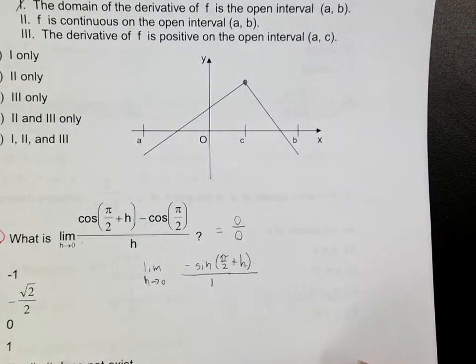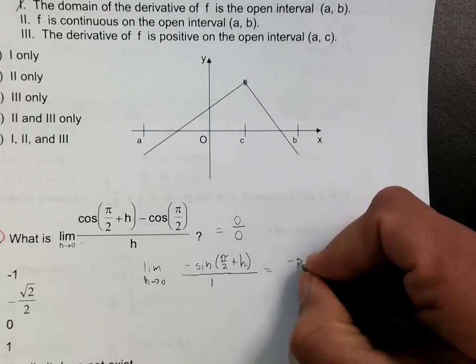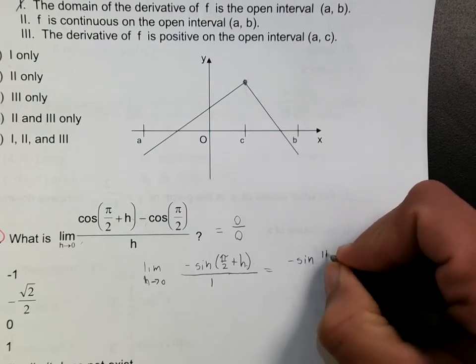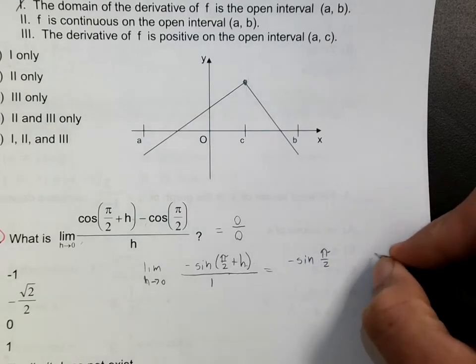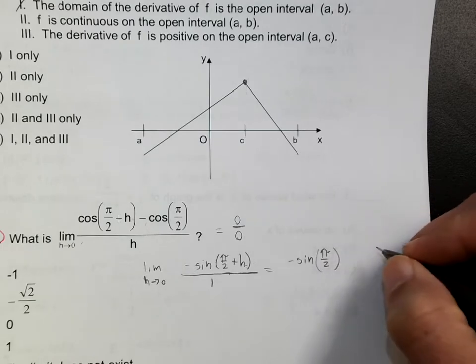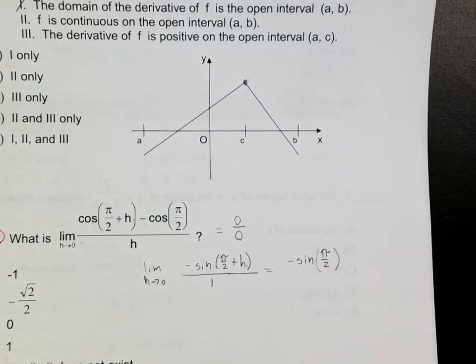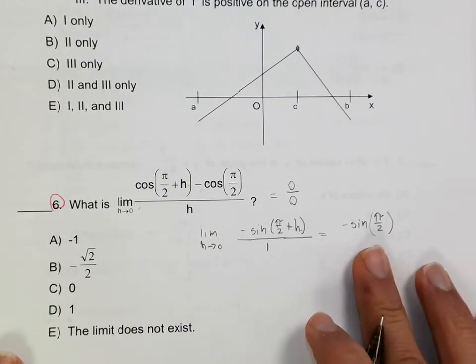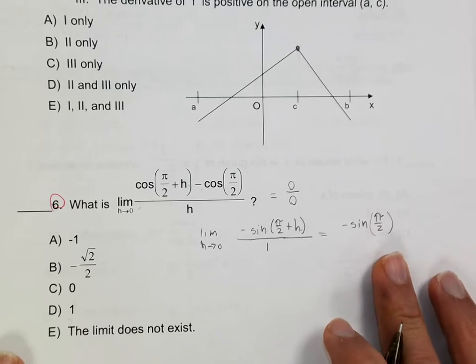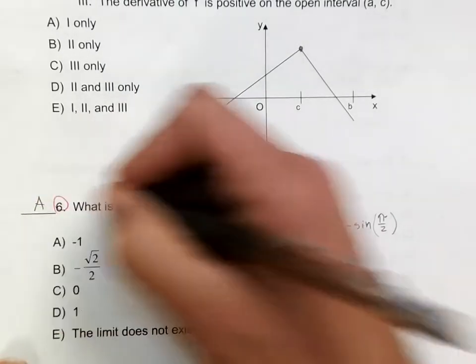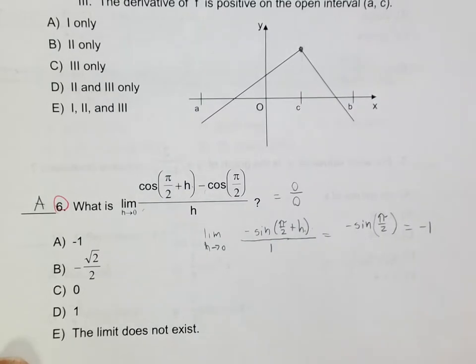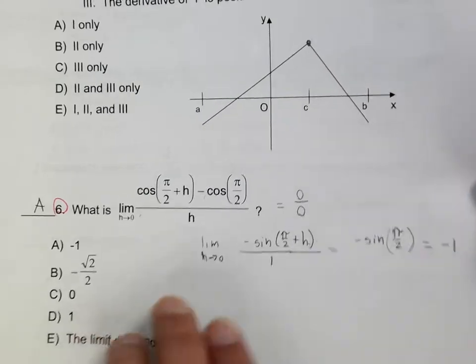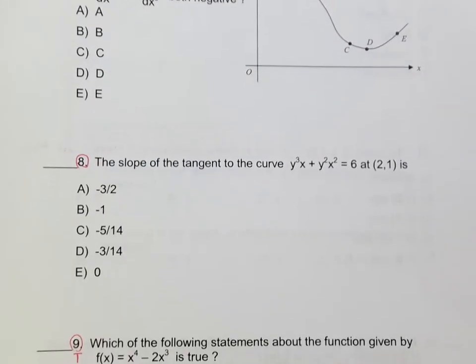And then from there, I can actually plug in 0 for my limit. So all I have is negative sine of pi over 2 plus 0. So that's not going to do anything. So I just have negative sine of pi over 2. Now the sine of pi over 2 is positive 1, which means that the negative sine of pi over 2 is negative 1. So again, hopefully you know that this is just negative 1. Alright, so make sure you polish up on your trig. So that one's that. Let's look at a few more here.